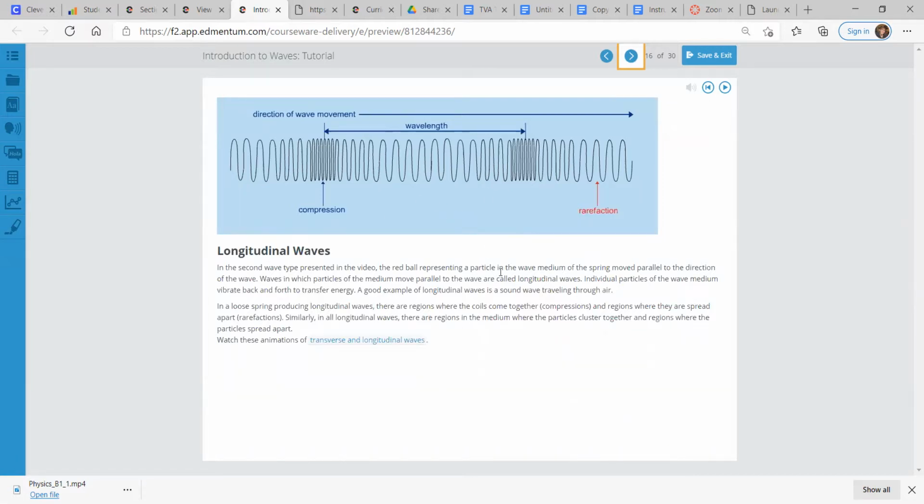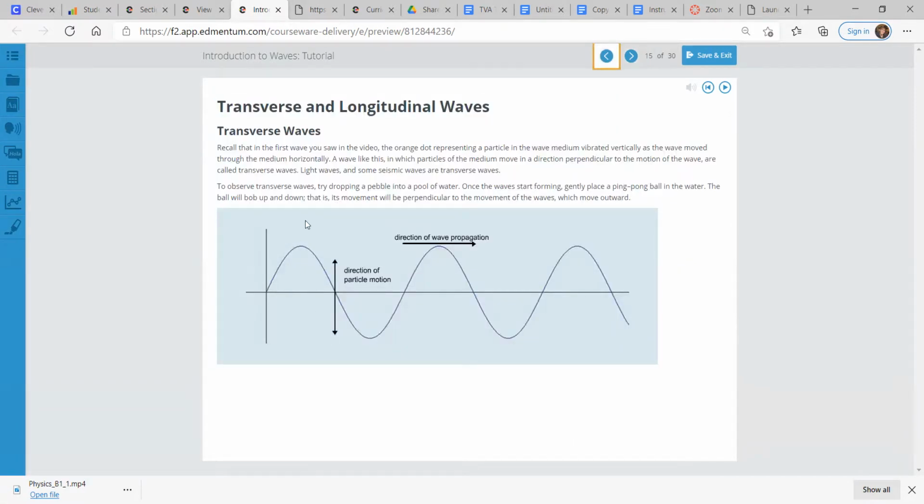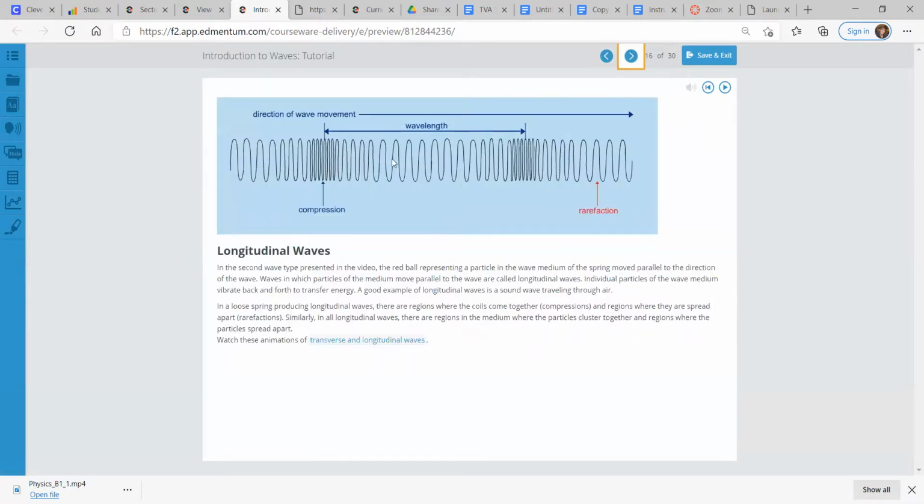And this is an example of a longitudinal wave. So we have transverse, where the particles are moving up and down, yet the wave moves this way. Now we have the wave moving this way, and the particles are also moving in the same direction. And a good example of that is a slinky or some type of coil. You see how there are areas where they compress together and then where they are more spread out, and that is called rarefaction and then compression.